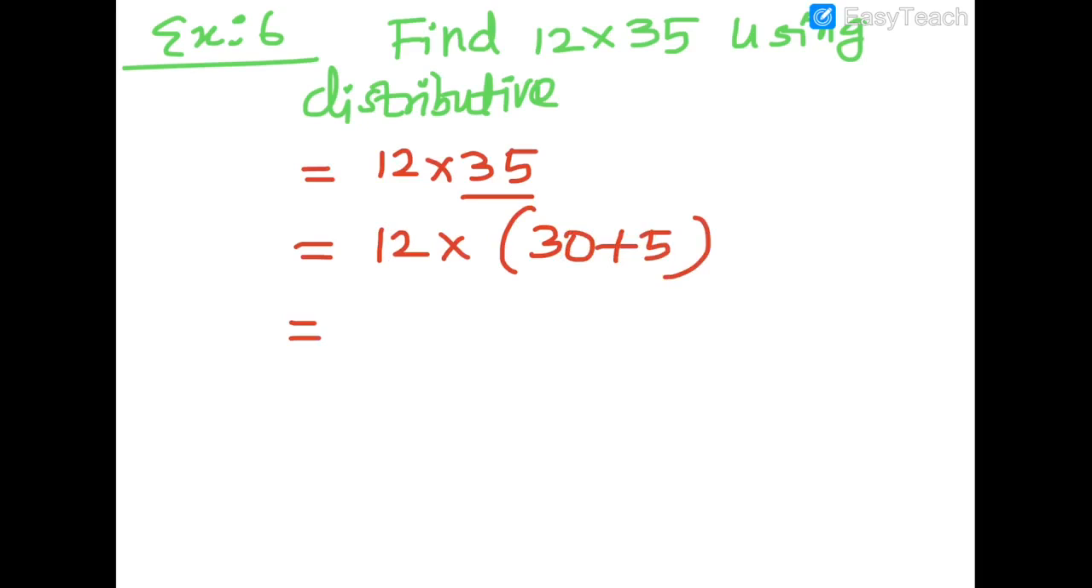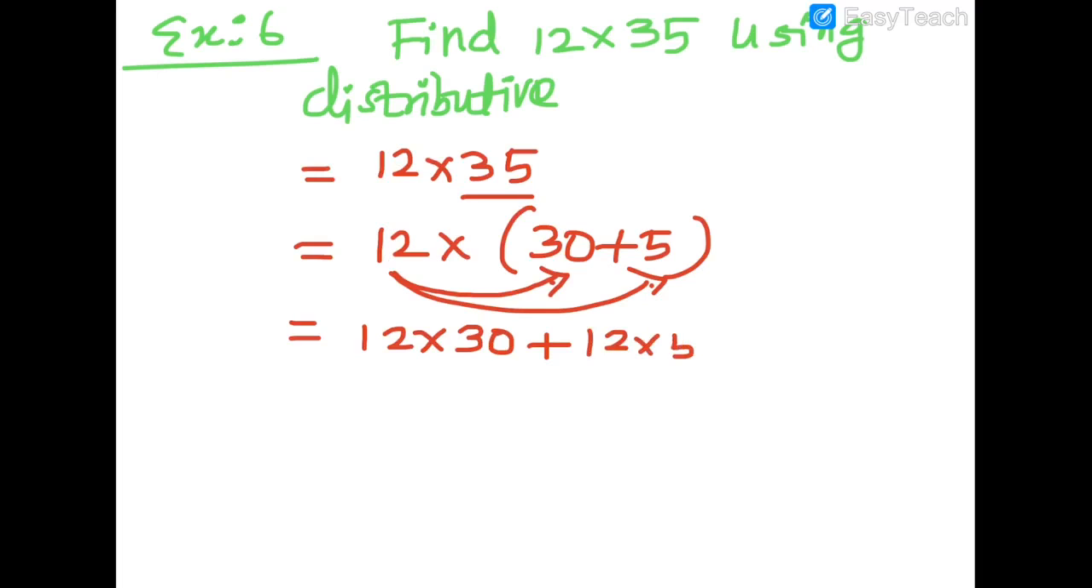Now you have to know that this is one number A, this is number B, and this is number C. So A into B plus C, what is the formula? A into B plus A into C. That means we multiply this number first, and then this number. So 12 into 30 plus 12 into 5. 12 into 30, what is the value? 12 3s are 36, so 360. And 12 into 5 is 60. So 360 plus 60, 420 will come.